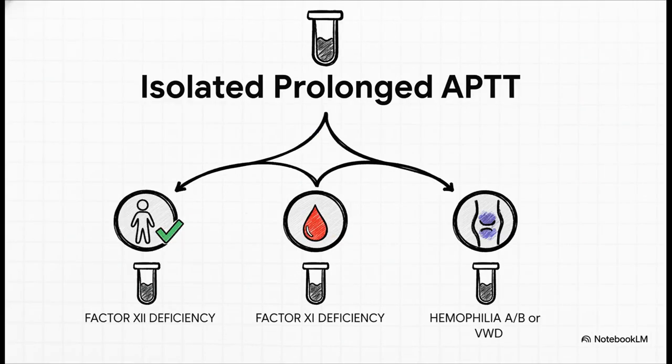Well, this is where the clinical context is absolutely everything. If you have an isolated prolonged APTT, but the person has absolutely no history of bleeding, it strongly suggests a factor XII deficiency, which is clinically benign. If there's mild bleeding, it might point to a factor XI deficiency. But if there is severe bleeding, now we're thinking about the hemophilias, factor VIII or IX deficiency, or even certain types of von Willebrand disease where that factor VIII carrier function is messed up.